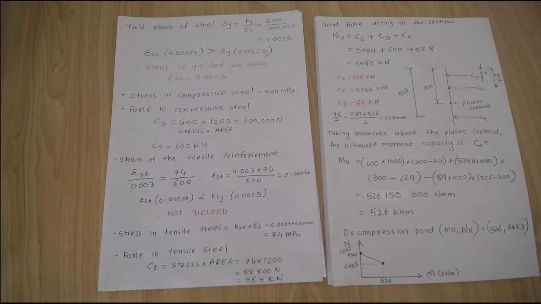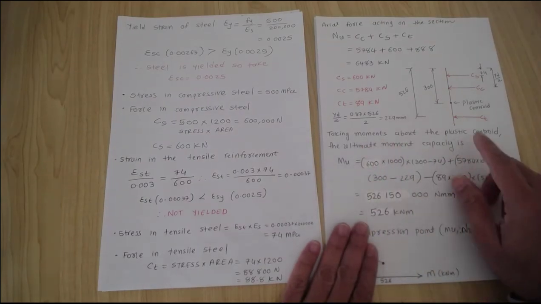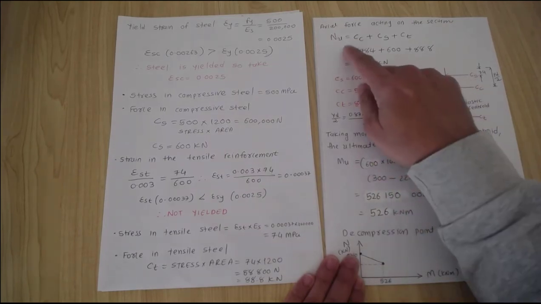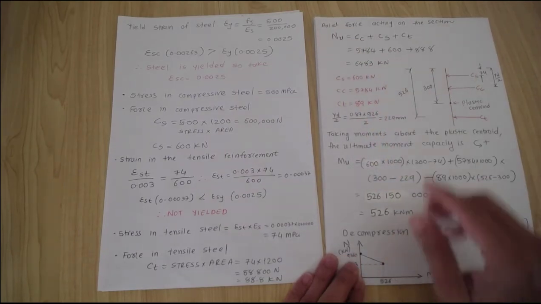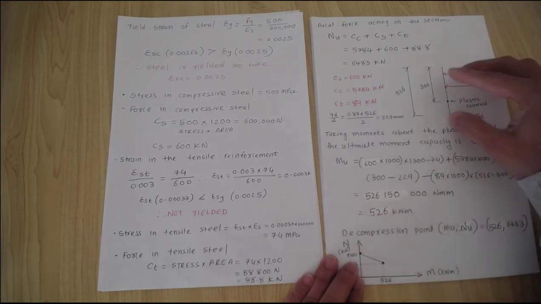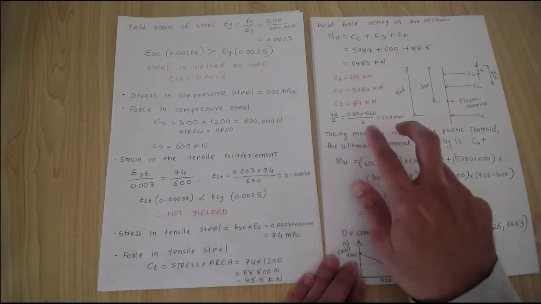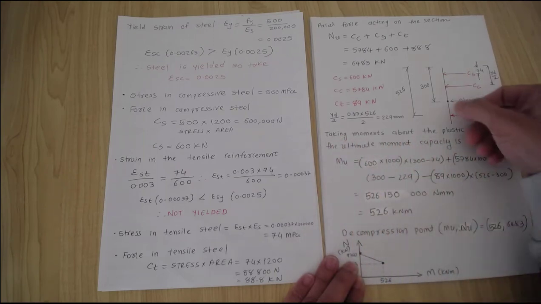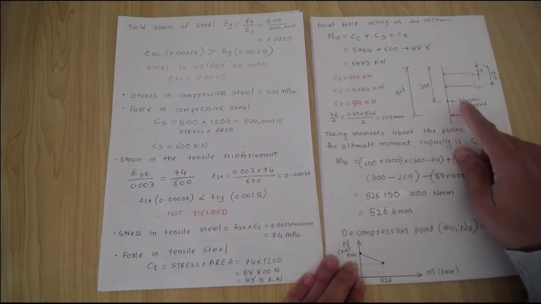In this video I explain the calculation of the moment for the decompression point. We have calculated the loads for the decompression point in the last videos, and we have explained these figures, those loads and these distances. Now we need to take the moment about the plastic centroid. As I explained, the plastic centroid is located in the middle of the cross section because we have a symmetric cross section.